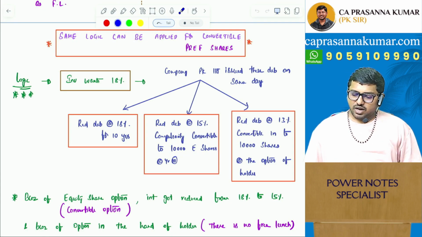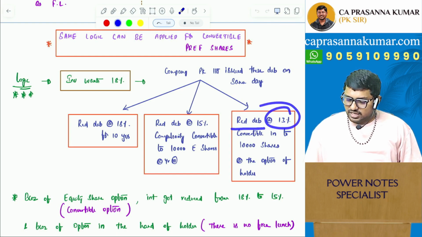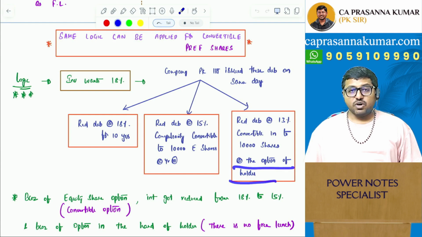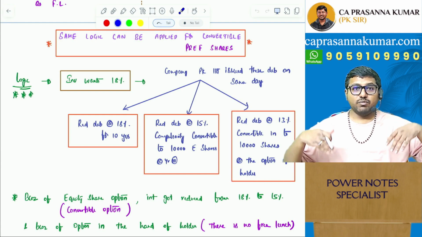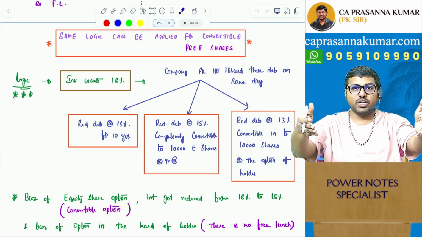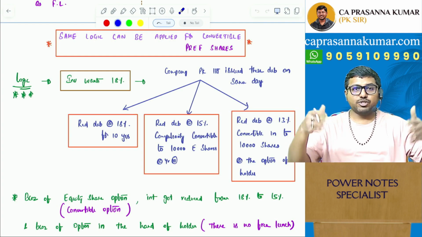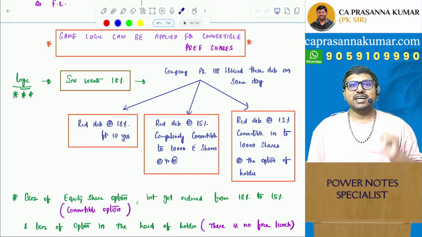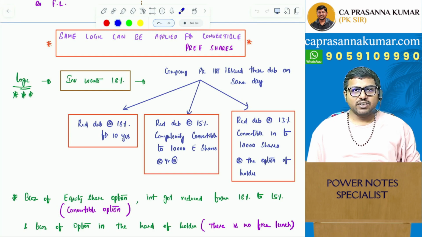Clear? Now look at the third case. It is far more interesting. Redeemable debentures at 13% only, even less than these two, convertible into 10,000 shares, pretty much similar to this one, except here it is compulsorily convertible. Here it is at the option of the holder, which means I'm giving more luxury, more options to the holder or investor. So when I give more options to the investor, obviously he should agree to a far lower investment return, because I gave you more features now. You understand what I'm trying to say, right?